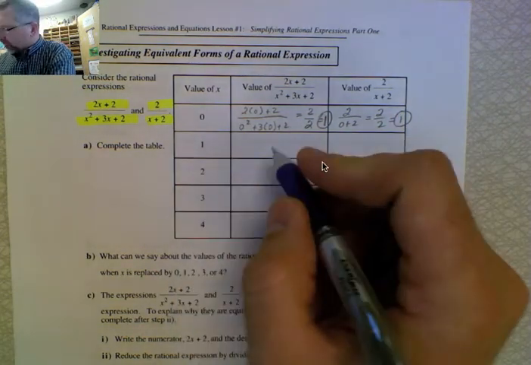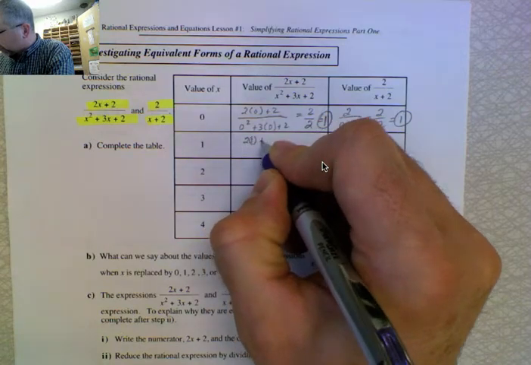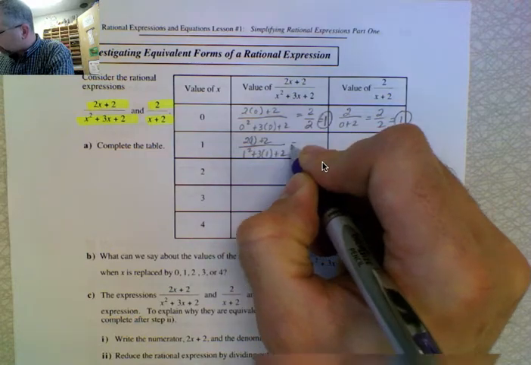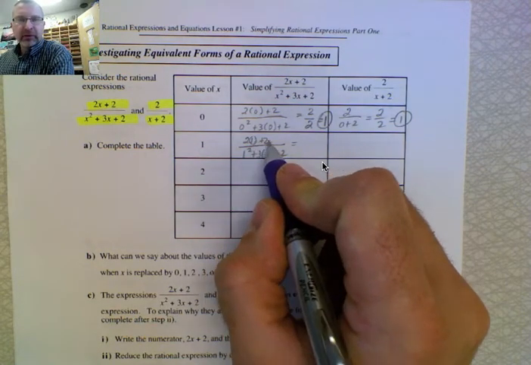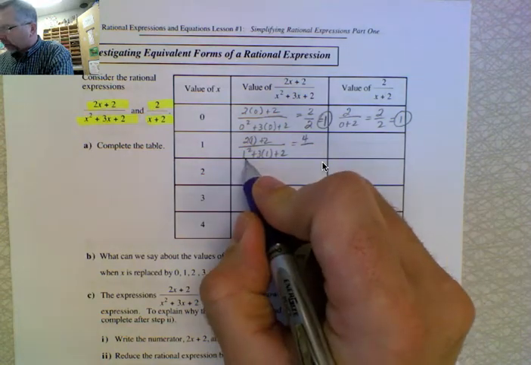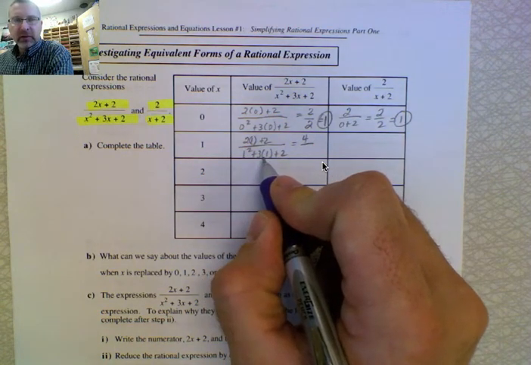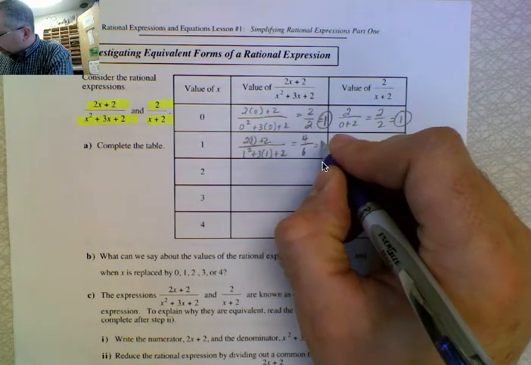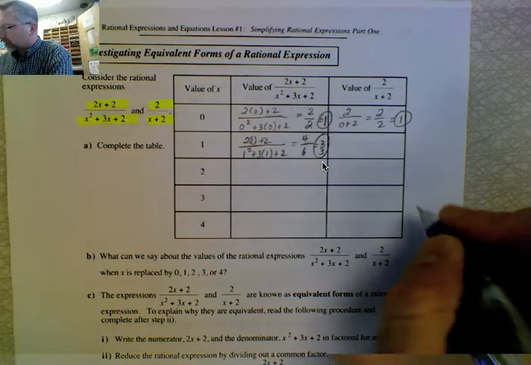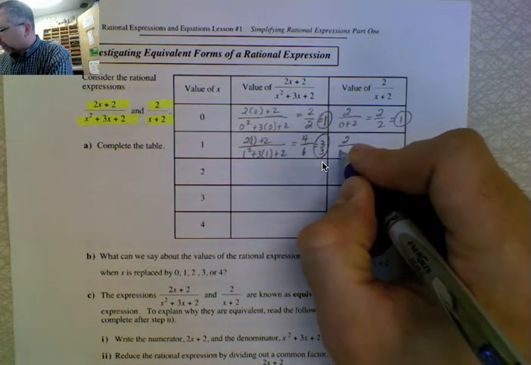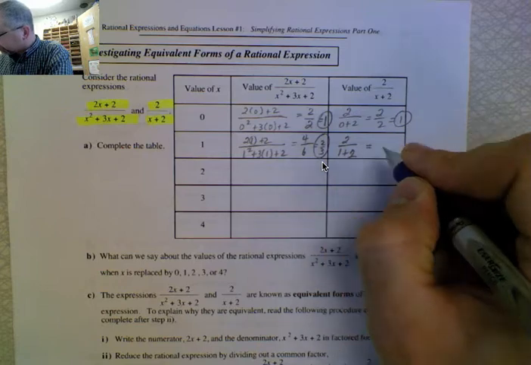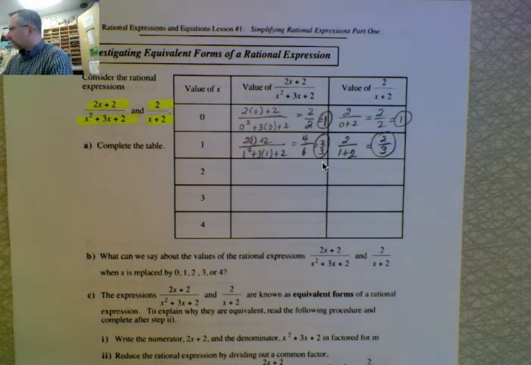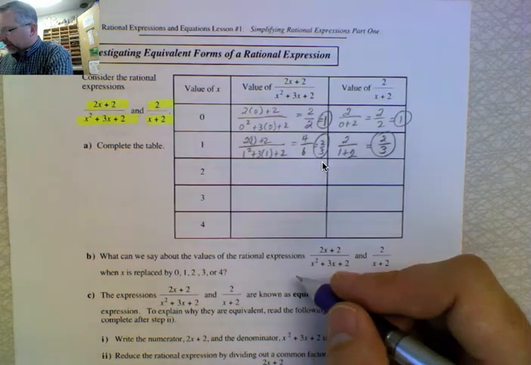Now we're going to do the same thing with 1. 2 times 1 plus 2 over 1 squared plus 3 times 1 plus 2. 2 times 1 is 2. 2 plus 2 is 4. 1 squared is 1. 3 times 1 is 3. So 3 plus 1 is 4. 4 plus 2 is 6. So when I simplify this, I actually get 2/3. Here we get 2 divided by 1 plus 2, and you're going to end up with 2/3. So it looks like there's a pattern here. It looks like we're actually going to get the same value for each one.